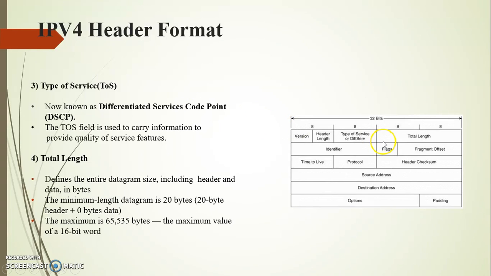Then is the total length. Here is the total length field, which is 16 bits. It defines the entire datagram size, including header and data, in bytes. The minimum length datagram is 20 bytes, a 20-byte header plus 0 bytes of data. The maximum is 65,535 bytes, the maximum value of a 16-bit word.